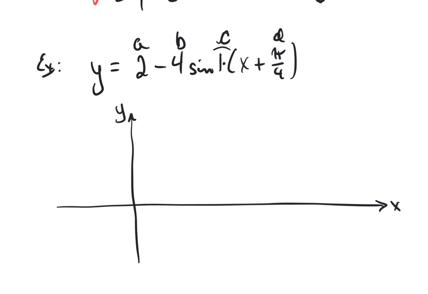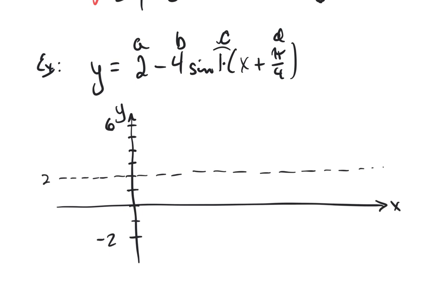We start with the center line being at 2, so that's easy peasy. So we make a broken line at 2. The amplitude is 4, so we have to go up 4, 2, 3, 4, which would put us at 6 for the hills, and down 4, 1, 2, 3, 4, which puts us at -2 for the valleys.